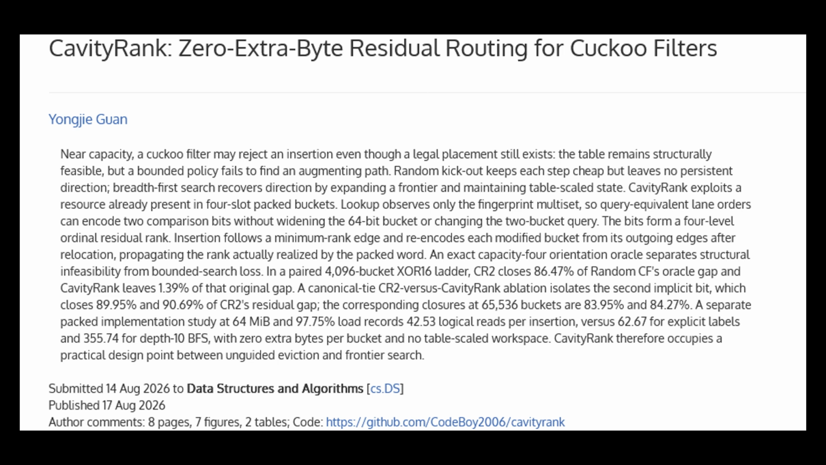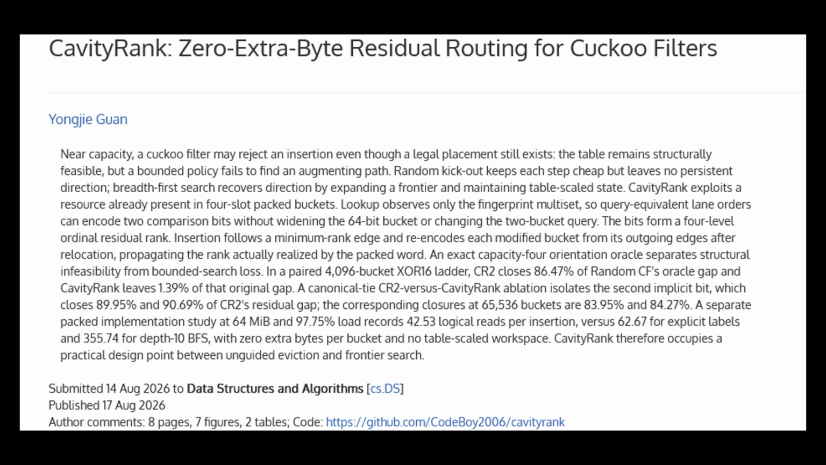By comparing online policies against this oracle, they can measure how much of the search gap each policy closes, the difference between what the oracle can achieve and what the limited policy can find. This careful measurement reveals CavityRank's effectiveness. In one key experiment with a 4096 bucket table, random Cuckoo filtering fails about 33 items before the oracle would be forced to stop. With just one hidden bit, CR2, this gap shrinks to about 4.5 items, an 86.5% improvement. With the full 2-bit, 4-level rank CavityRank, it shrinks further to just 0.46 items, meaning the policy is nearly as effective as the optimal oracle.